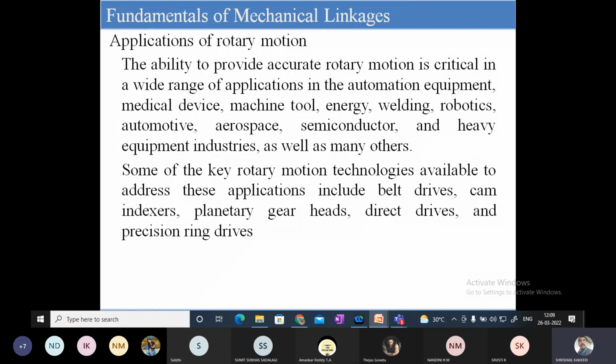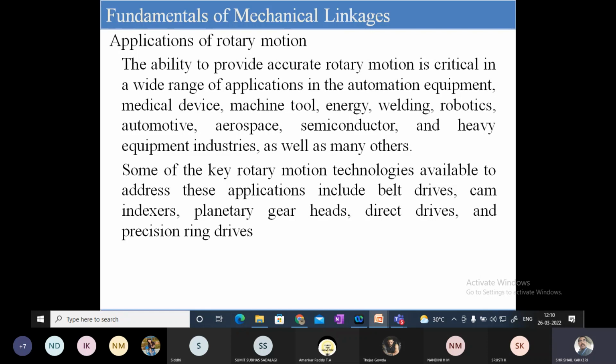Okay, and there are different mechanisms which are going to use them, and whatever the type of input may be, the output will be a rotary motion. Okay, the rotary applications where you can find. The rotary applications you can find in the machine tools, the medical devices, the welding machines, and the robots, and the automotive industries, and the aerospace industries, the semiconductors, and heavy equipment industries, many others.